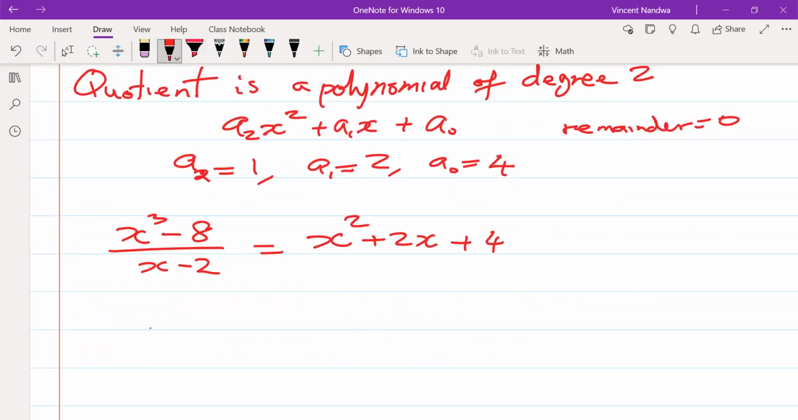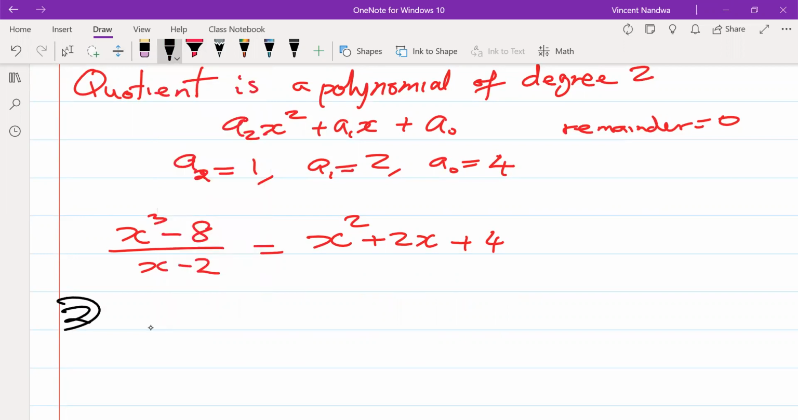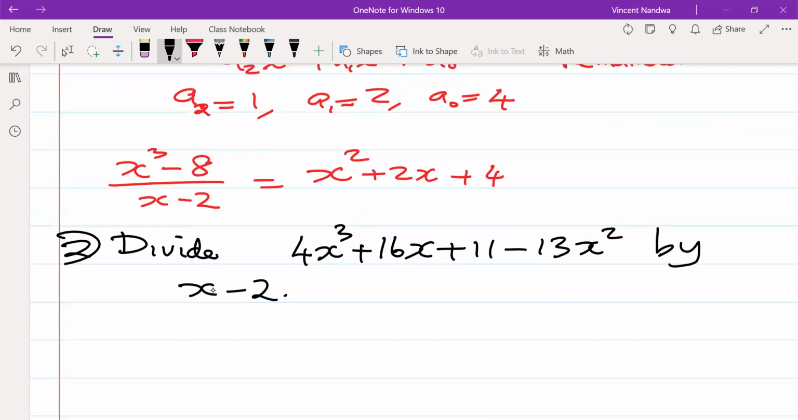I know maybe that didn't make sense. So let's see the second one. So divide 4x power 3 plus 16x plus 11 minus 13x squared by x minus 2. I want you to guide me on what I'm supposed to do.